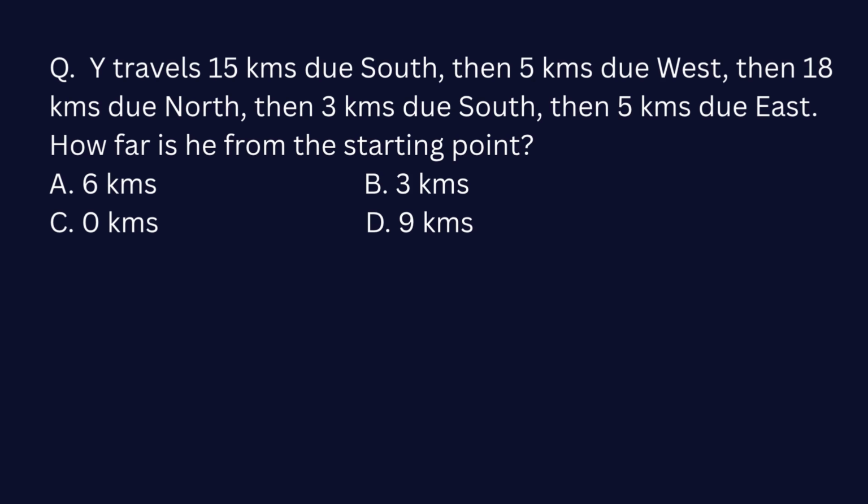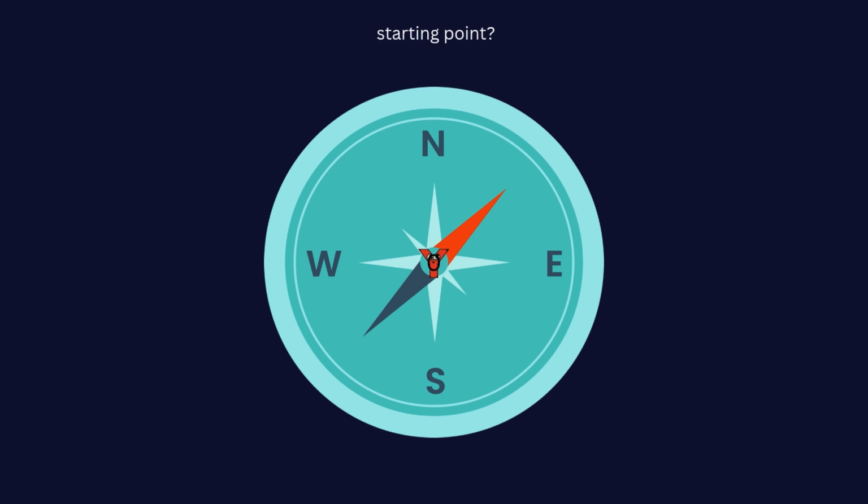A man travels 15 km due south, then 5 km due west, then 18 km due north, then 3 km due south, then 5 km due east. So how far is he from the starting point? Is it 6 km, 3 km, 0 km, or 9 km? Let's try to visualize this problem. We have our starting point, which is 0, at the center of the directions: north, east, south, west. So the question is telling us that he traveled 15 kilometers south.